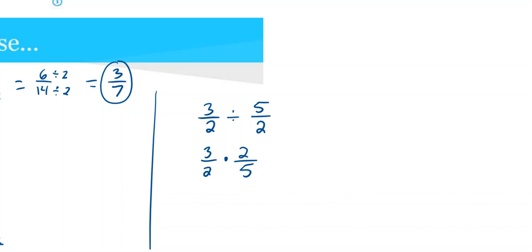Now, perfect. A lot of people ended up multiplying straight across. That's fine. You'd get 6 over 10, and then you can simplify that, right? But with the other one, little shortcut again, I got a 2 on the top, I got a 2 on the bottom. They cancel, so my answer is just 3 over 5.